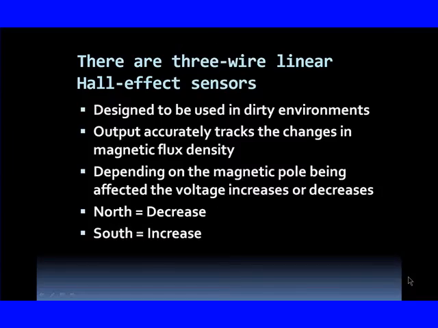Now, there are linear 3-wire Hall effect sensors. They're used in dirty environments, usually heavy-duty trucks, and the output tracks the changes in magnetic flux density depending on the magnetic pole being affected by the voltage increase or decrease.